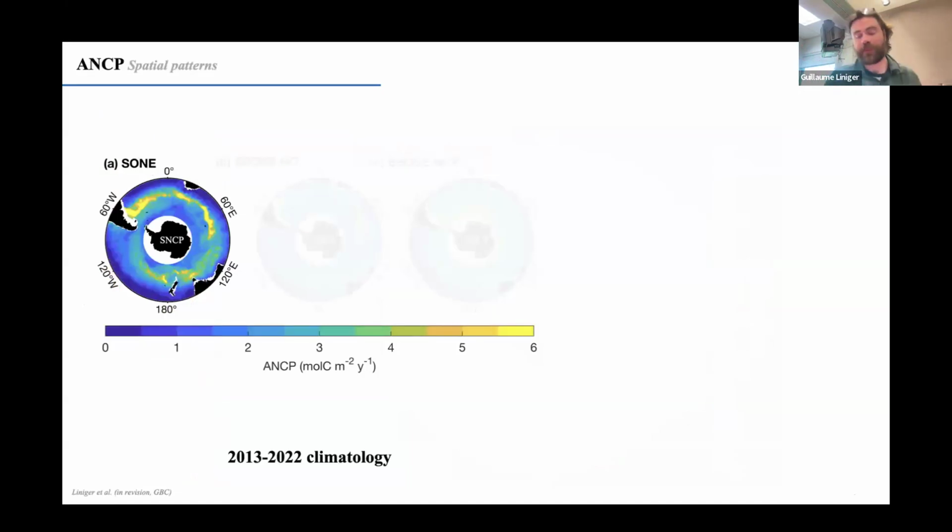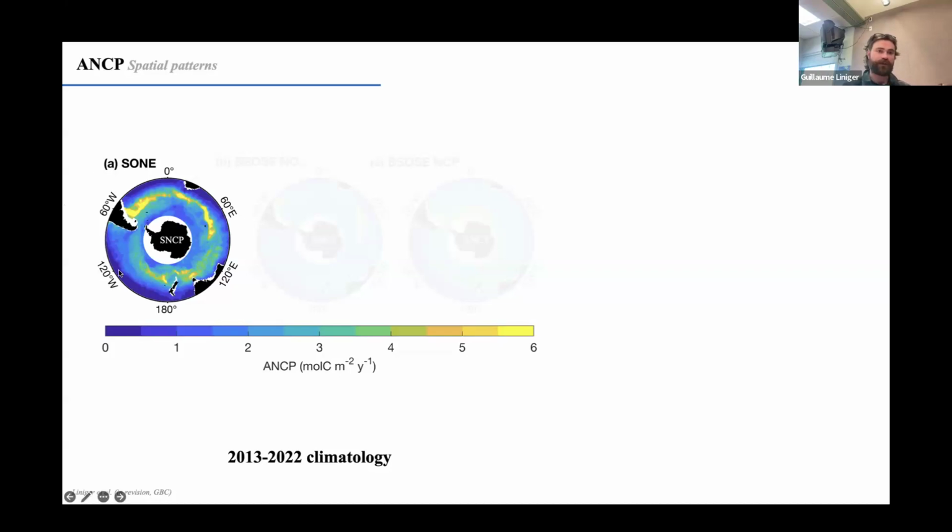Okay, so now we go from this 4D product to ANCP. We simply use the nitrate drawdown, the seasonal nitrate drawdown. So we take the maximum winter concentration minus the minimum summer concentration. We integrate the difference in depth, and we convert to carbon using a Redfield ratio. So we do that for the 18 years of data that we got, and we get this climatological SNCP, seasonal NCP, from SONY in the Southern Ocean.